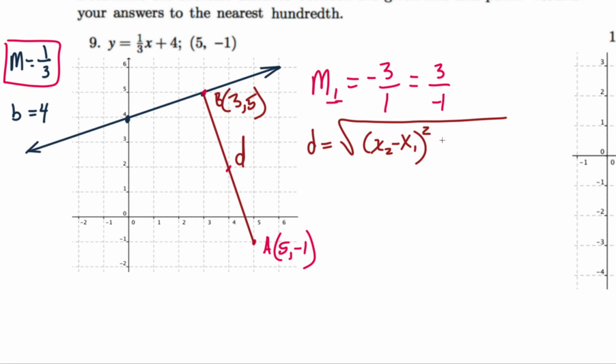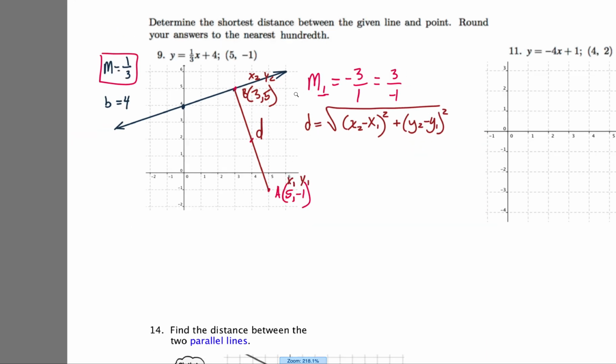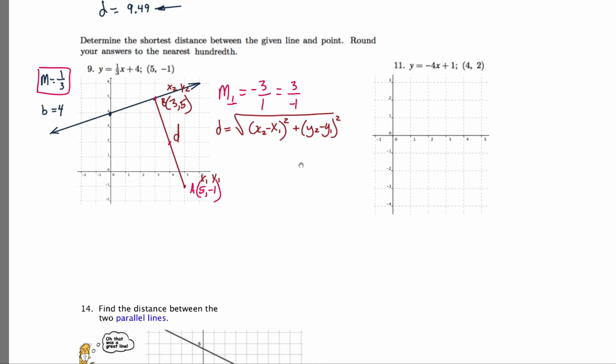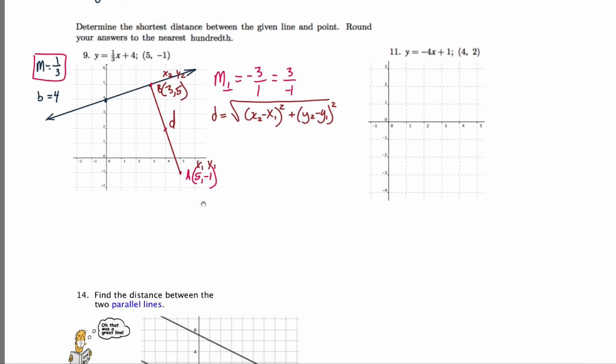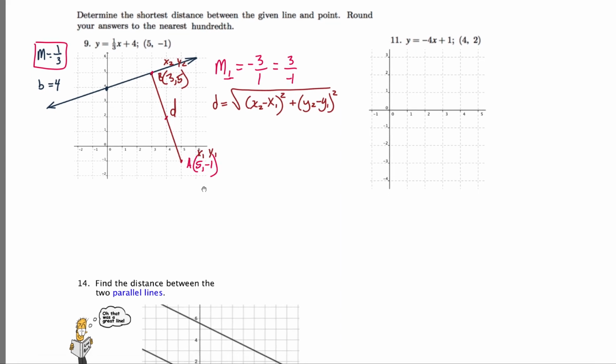Differences of the x's squared, differences of the y's squared. Label your points: this one is x1, y1, x2, y2, and just put it in. You can do that part. I've already shown you how to use the distance formula. Same thing with 11. Graph the line, plot the point, find the negative reciprocal for the slope.